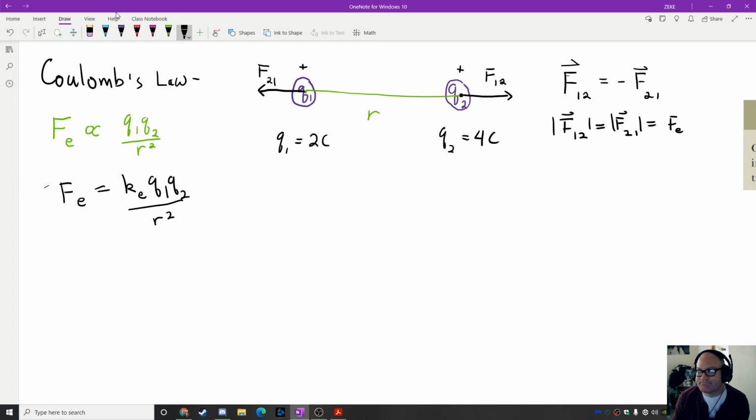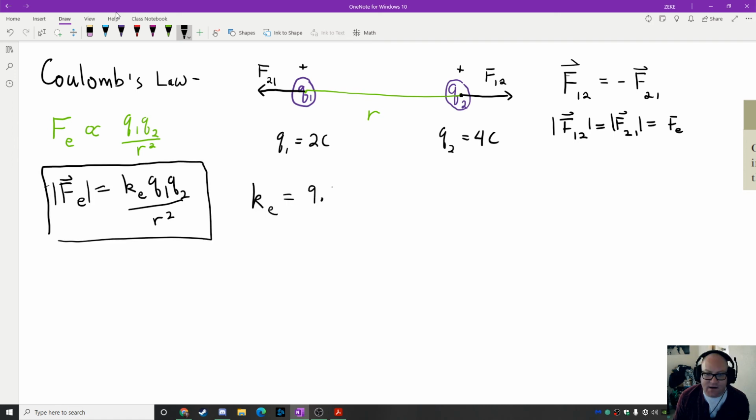Now, of course, I need to define what the K is. K is a constant that Coulomb himself figured out, and it's equal to about 9 times 10 to the 9. Sorry, what am I talking about? Sorry.